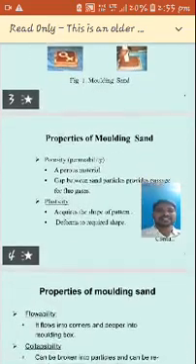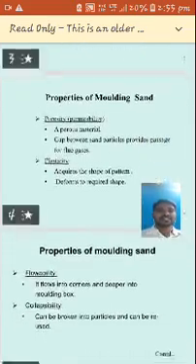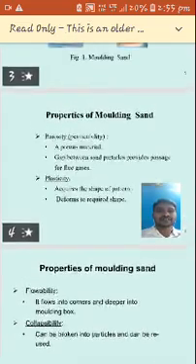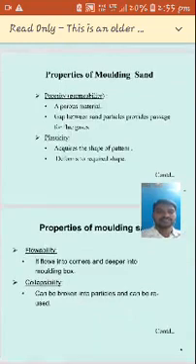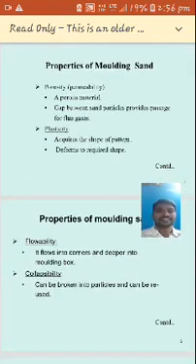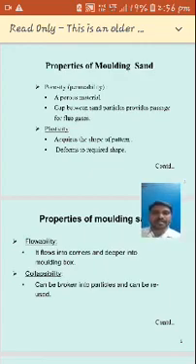Then, properties of molding sand. Various properties are there, so we will see them one by one. The first one is porosity, also called permeability. Porosity is nothing but a porous material. The gaps between the sand particles provide a passage for the flue gases. That is called porosity.